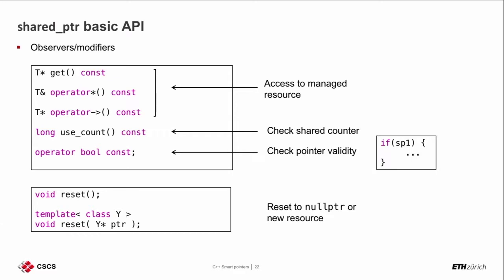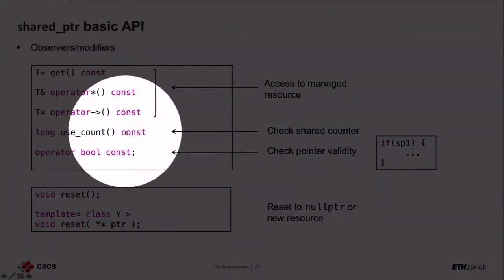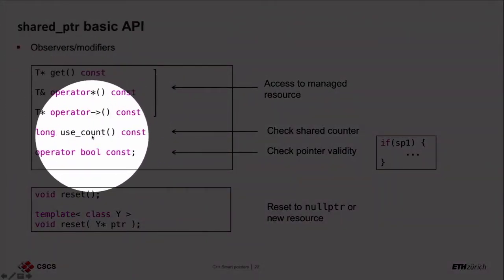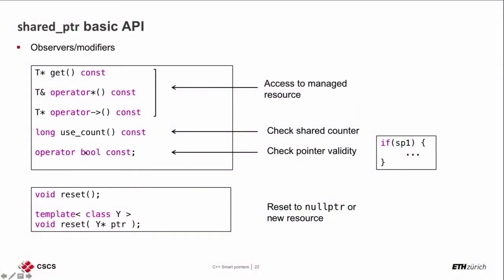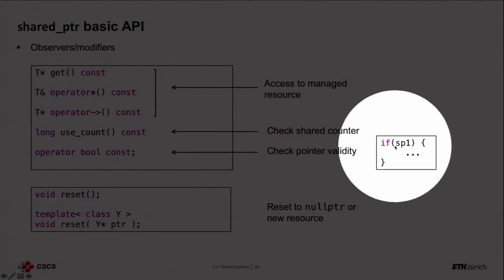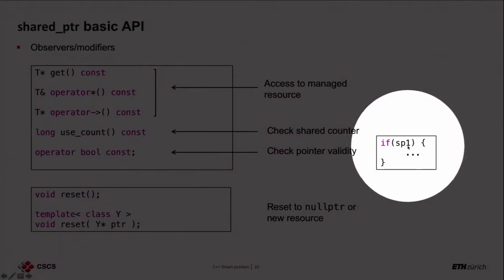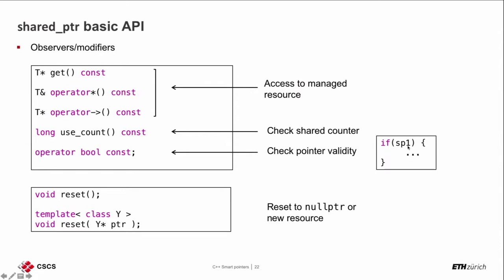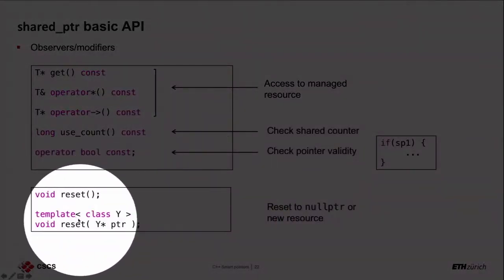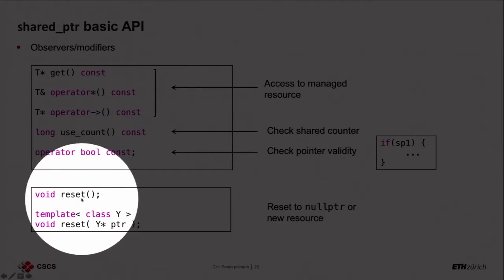So you have a get method that gives you access to the raw pointer. You can access the memory location also with the dereferencing operators. You can get the number of shared pointers that are sharing the same resource with use count, and then you have the conversion to bool that is useful for this kind of check, so that you can check if your shared pointer is a valid pointer or is the equivalent of a null pointer. And then you can change the pointed resource of your shared pointer using the reset method.